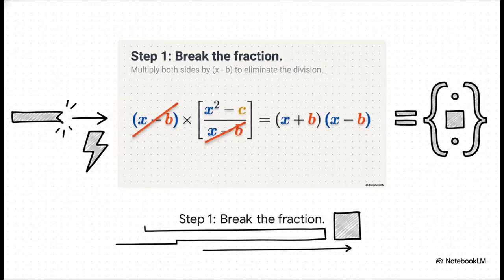Step 1. We break the fraction. Since the problem explicitly tells us that x does not equal b, well, that gives us the mathematical permission we need to just instantly multiply both sides by x minus b. And boom, that completely eliminates the messy division. It leaves us with this much cleaner, straight-line equation. x squared minus c equals (x plus b) times (x minus b).